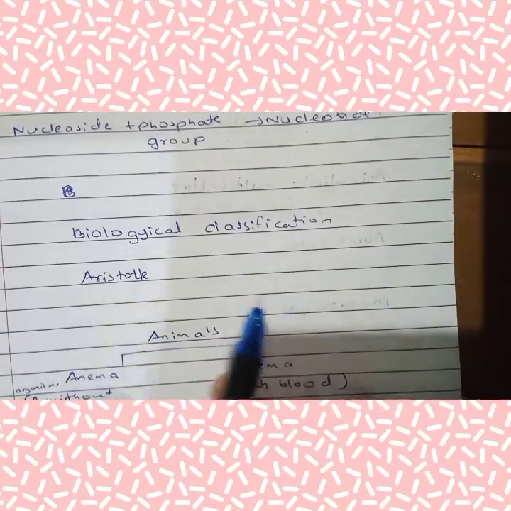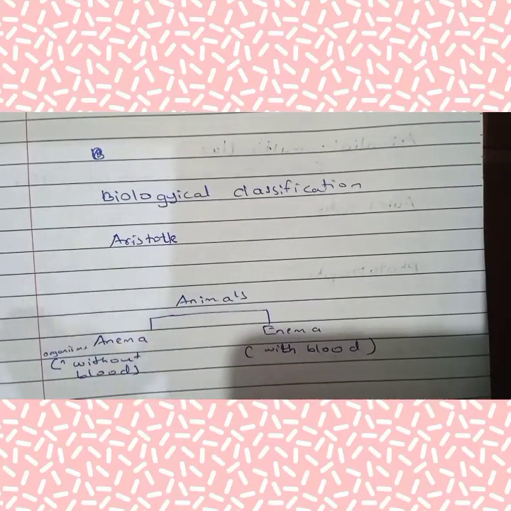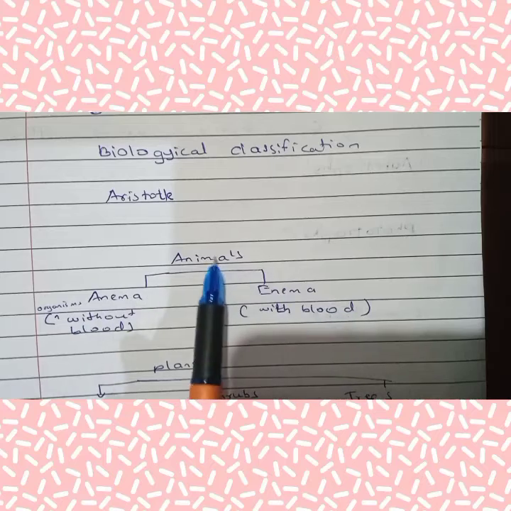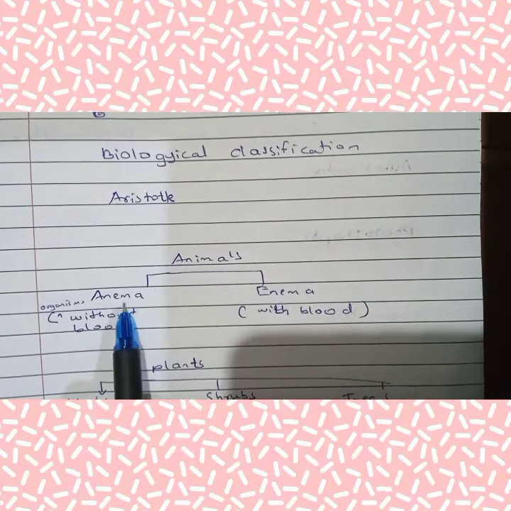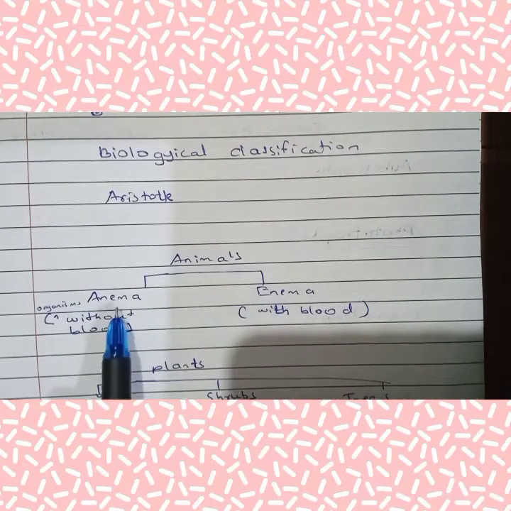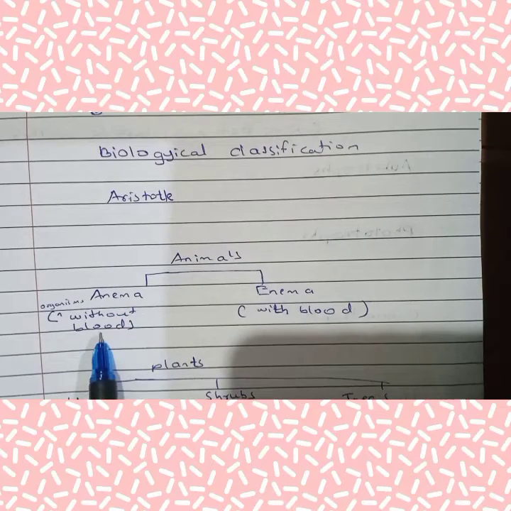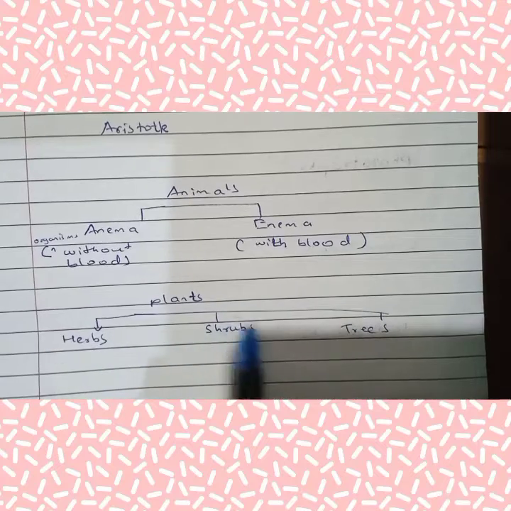Now biological classification. Aristotle, the first person, classified animals into two, anaima and enaima. Anaima means animals without blood, enaima means animals with blood. He classified plants into herbs, shrubs, and trees.